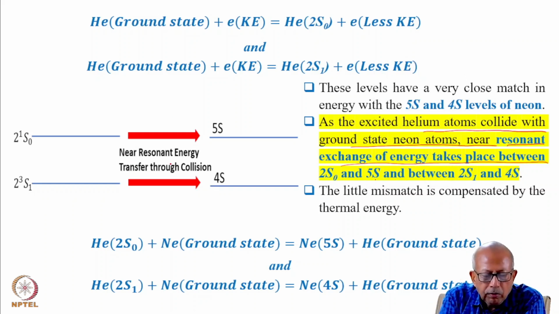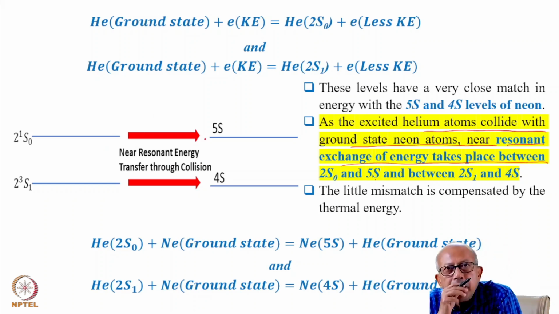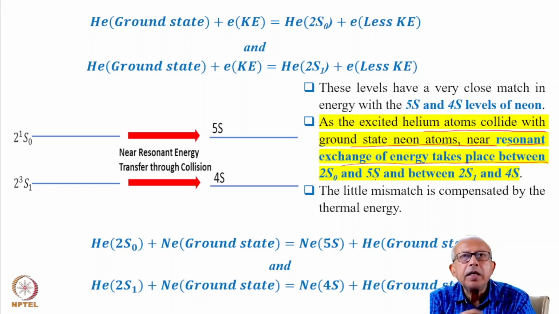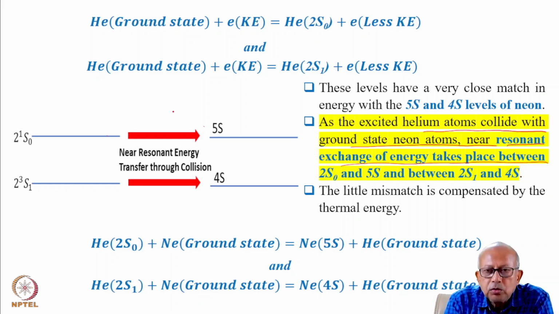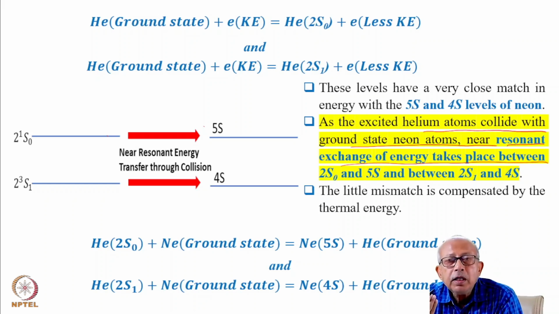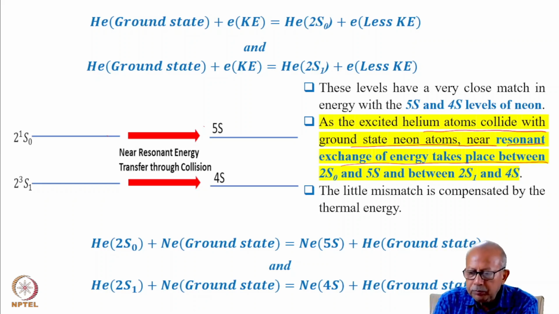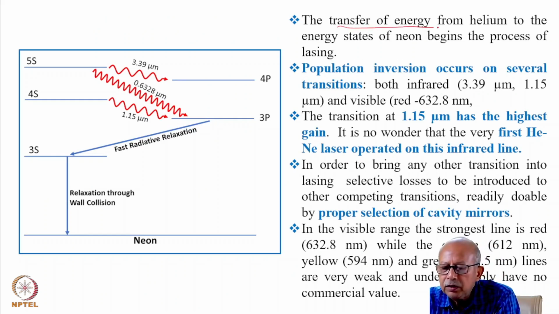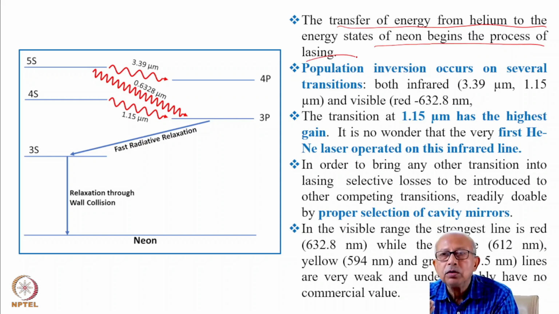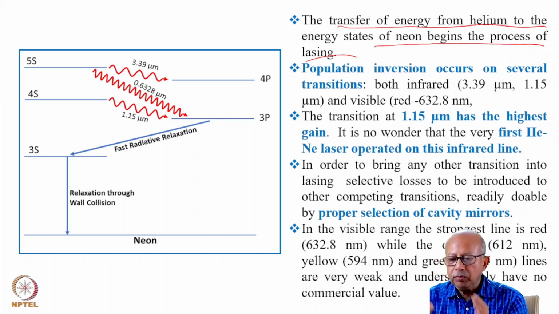The cross-section of such reaction collisions is very, very high because the energy of these two states is equal. The slight mismatch of energy between these two will be compensated by thermal energy that is always present in a gas at finite temperature. The thermal energy is omnipresent except when the gas is at absolute zero. So the transfer of energy from helium to the energy states of neon begins the process of lasing, because you have now created population inversion. You have to place, of course, your active medium inside an appropriate cavity. I'll come to this in a while.